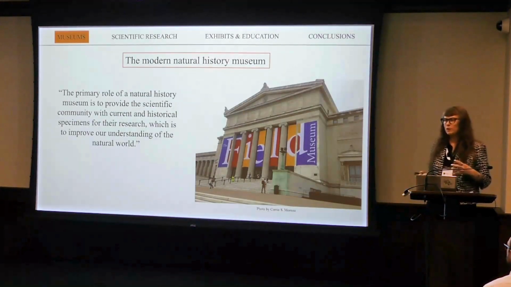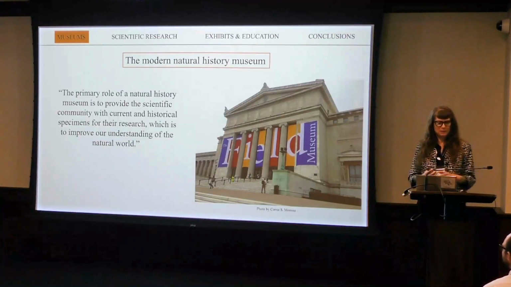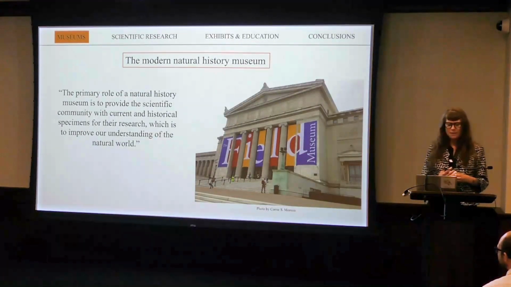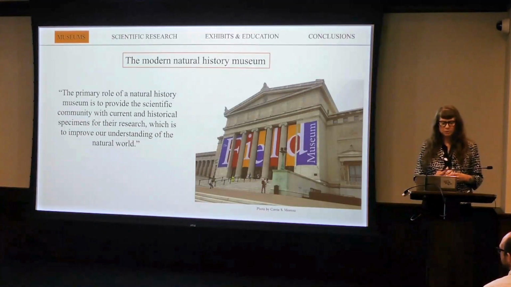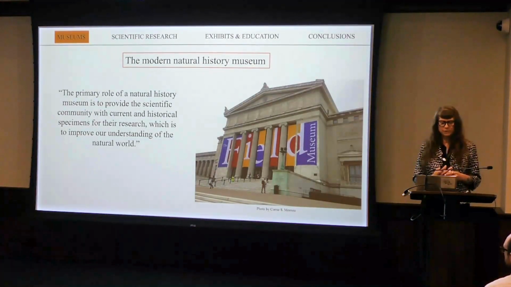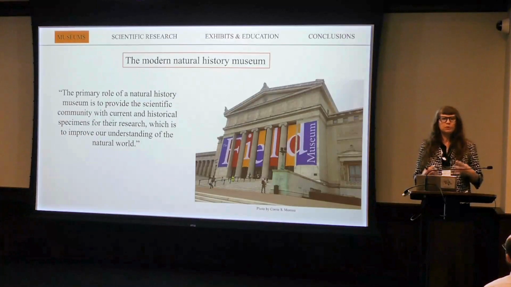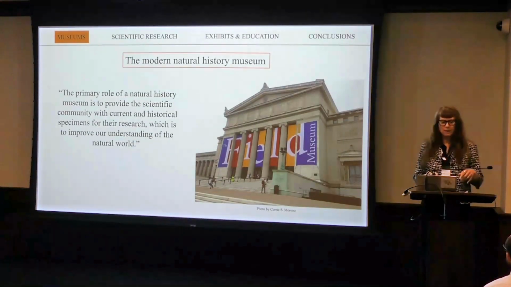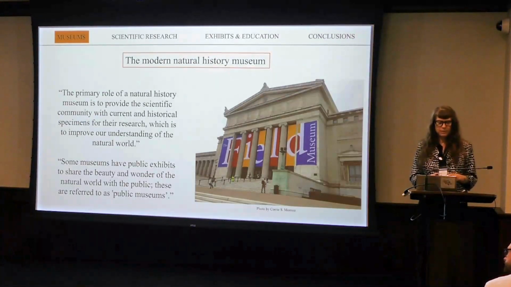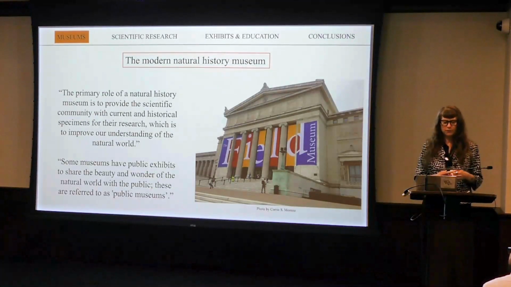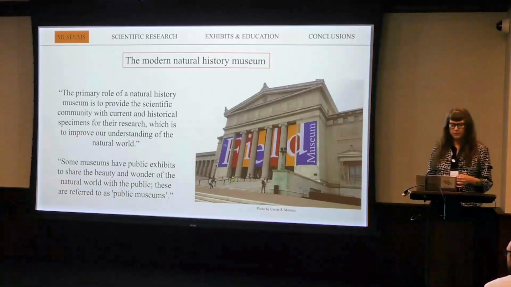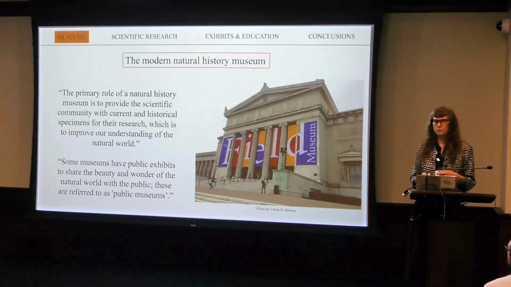And so I actually went to Wikipedia and asked, what is a natural history museum? And I really liked these definitions. The primary role of a natural history museum is to provide the scientific community with current and historical specimens for their research, which is to improve our understanding of the natural world. And I think a lot of people forget that the majority of the holdings within a natural history museum are not on display. But, as they also note, some museums do have public exhibits to share the beauty and wonder of the natural world with the public, and these are often referred to as public museums.